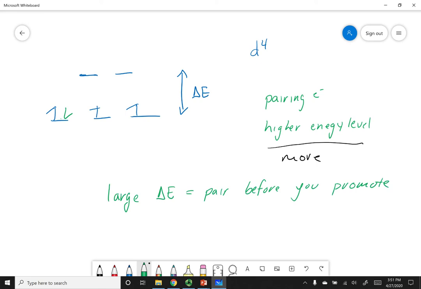However, if my delta E is very small, then it's going to take less energy for me to promote an electron than to pair an electron. And if that is the case, then I'm going to promote before I pair. So what is important is the size of my crystal field splitting energy.